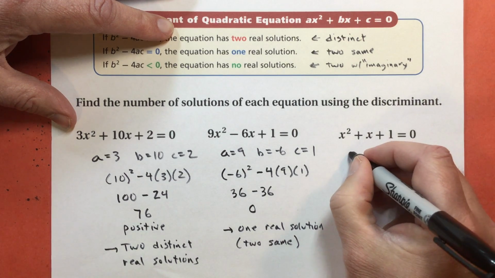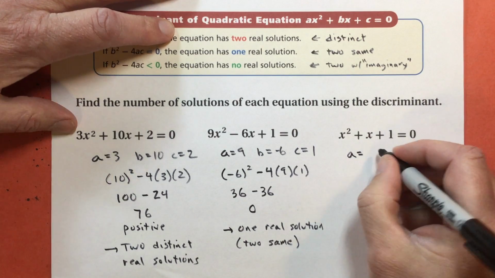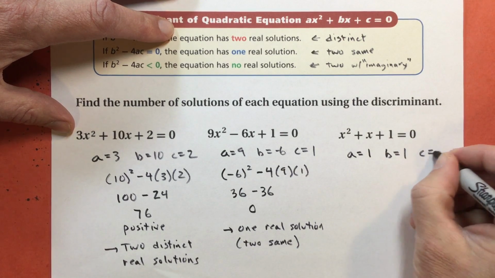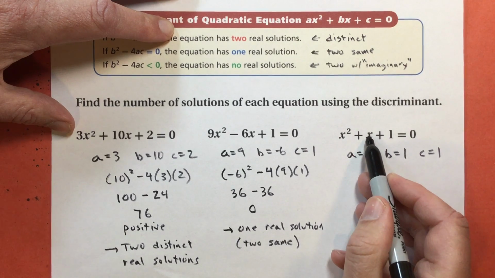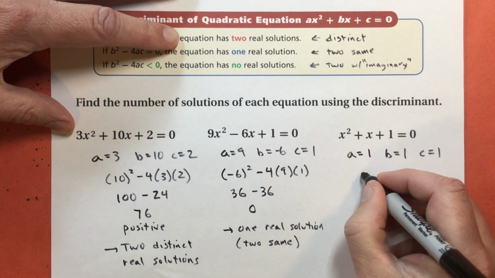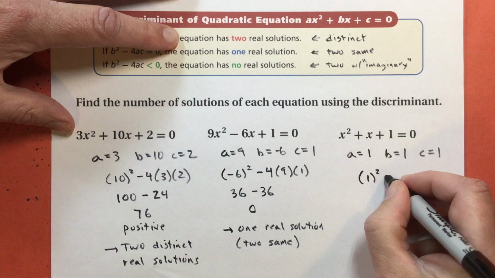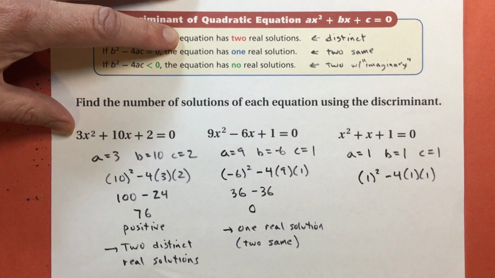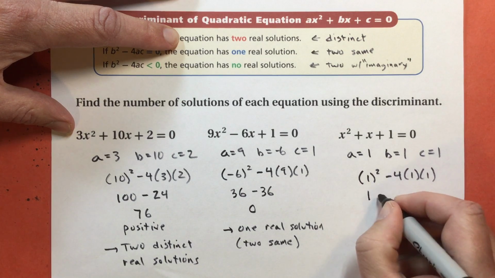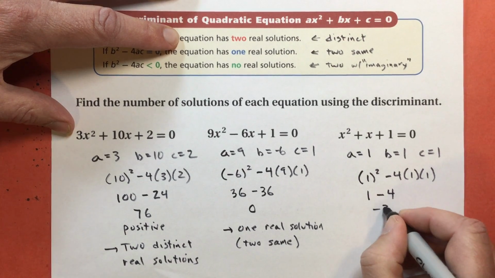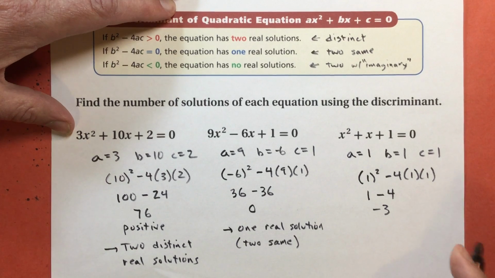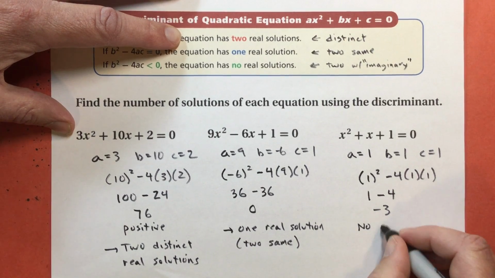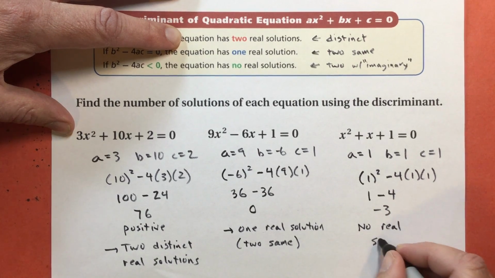Finally, for the last one, my a is 1, so is my b, so is my c. 1x squared plus 1x plus 1. I get 1 squared, subtract 4 times 1 times 1. This is 1, subtract 4, which equals negative 3. When it's negative, I get no real solutions.